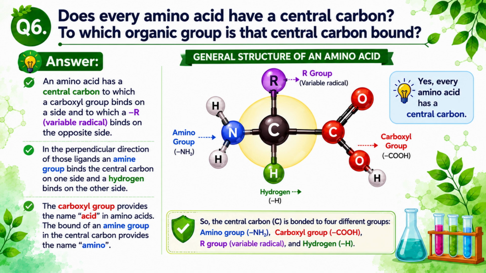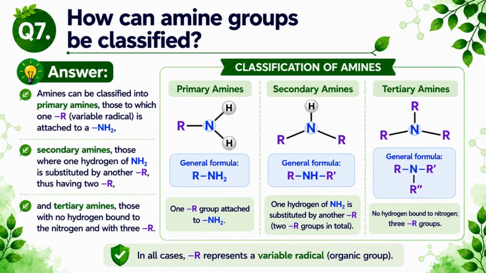The carboxyl group provides the name acid in amino acids. The bond of an amine group to the central carbon provides the name amino. Question number 7. How can amine groups be classified? Answer. Amines can be classified into primary amines, those to which one R, variable radical, is attached, secondary amines, those where one hydrogen is substituted by another R, thus having 2 R, and tertiary amines, those with no hydrogen bound to the nitrogen and with 3 R.